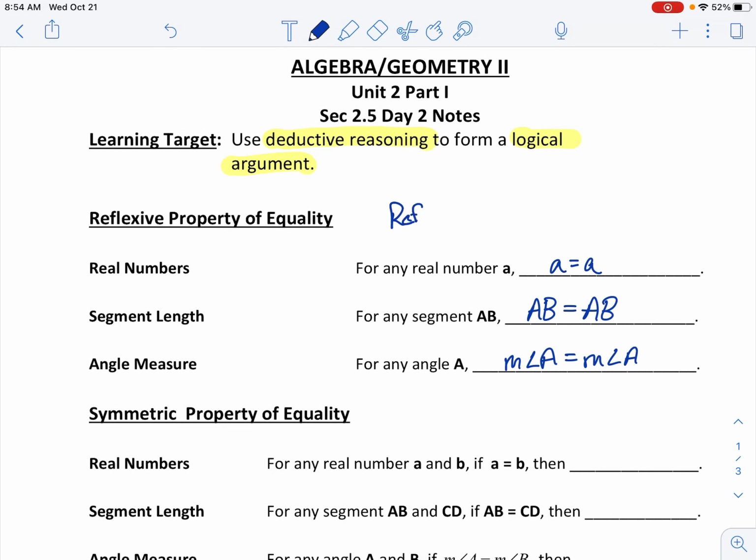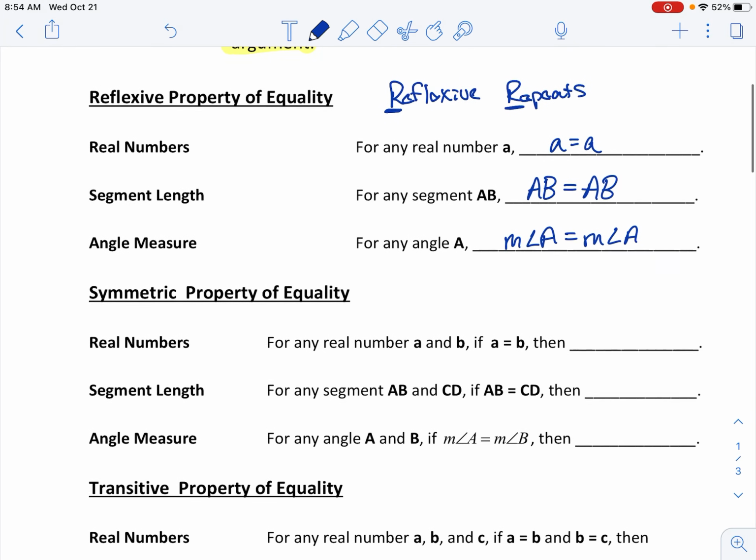You will always hear me say reflexive repeats if you have me in class, and if you have me online, hopefully you'll hear me say this too. By repeats, on either side of the equation, I'll have the same thing. So A and A, AB and AB, measure of angle A, measure of angle A. Reflexive repeats.